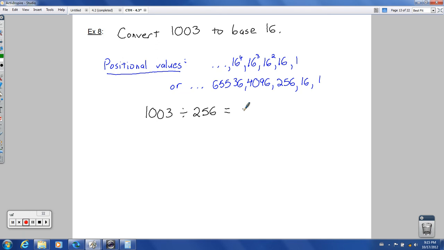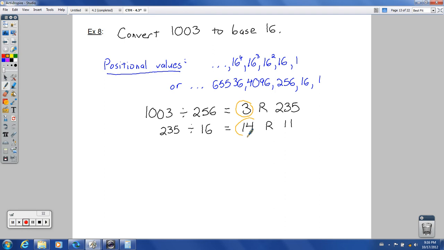And again, I'm not showing you this anymore. I want you to take your calculator and verify that you get the same thing there. Get your practice doing that. So you have a 3 remainder of 235. All right, so what goes down here? 235. I'm going to divide that by the next thing, 16. How many whole times does 16 go into 235? If you work that out, you get 14. You get a remainder of 11.